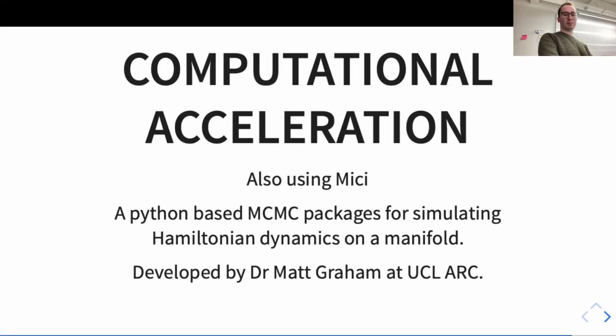I'm also using a package called Michi, which is developed by Matt Graham. He is based at UCL Advanced Research Computing Center. This is a Python package that's used for simulating Hamiltonian dynamics on a manifold. Currently, I'm not actually doing any of that stuff, so my 10 times increase is just based on using something completely basic. I'm hoping that the performance increase will be retained as I start to use gradient-based methods and then get further efficiency in the better mixing from the sampling methods.